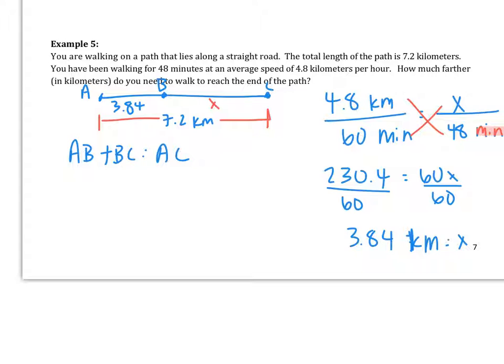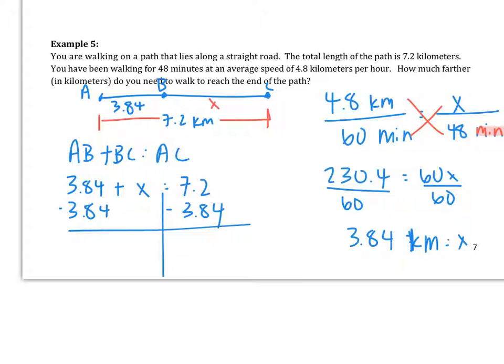Plug in what we know. And then solve for, I guess I called this x, so let's call it x in our equation. Solve for x. 7.2 minus 3.84. We are at x equals 3.36. And there's our word problem.